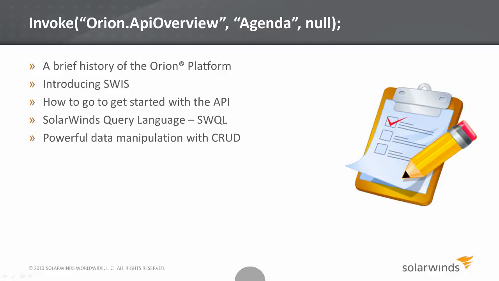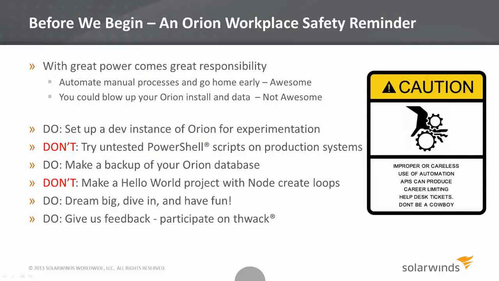Just a quick overview of our API. I'm going to give you a brief history of the Orion platform so you understand how all of this came to be. I'm going to introduce you to SWIS, the SolarWinds Information Service. We'll talk about how to get started using the API. I'm going to give you an introduction to SWQL, the SolarWinds Query Language, and then we'll talk about how you can not only read data, but also create, update, and delete it using CRUD actions that are also available using SWIS.